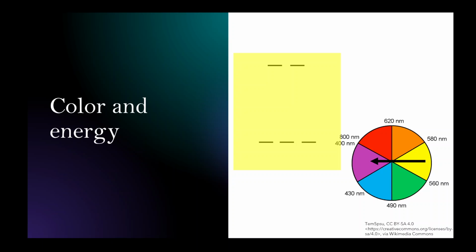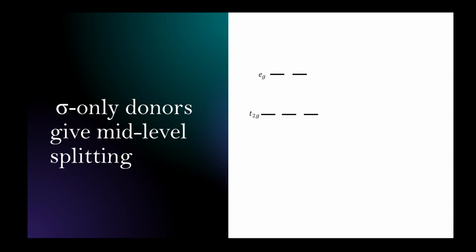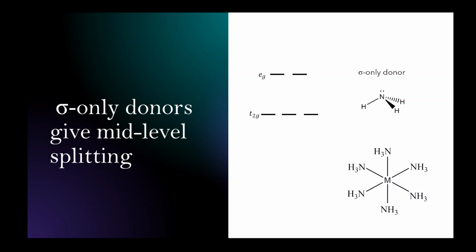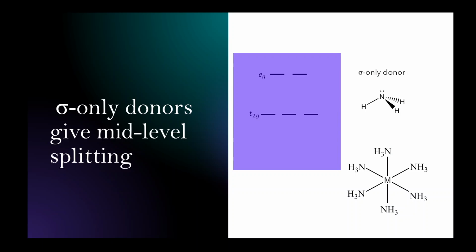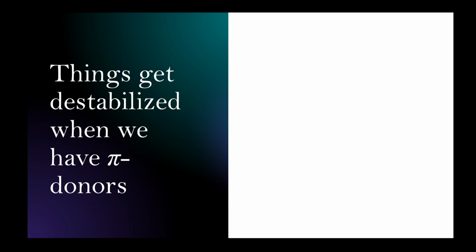So now that we have that background in terms of color and wavelengths and energy, let's get into the ligands we'll be looking at. The first ligands we're looking at are our sigma-only donors. So our example here is NH3. It doesn't have any p orbitals to interact. It can only have a sigma interaction here. And this is what it looks like around our metal, our 6 ligands around there. And for the sake of this video, this is going to be our purple color, right, where that arrow is pointing at yellow. Now things get destabilized when we have pi donors.